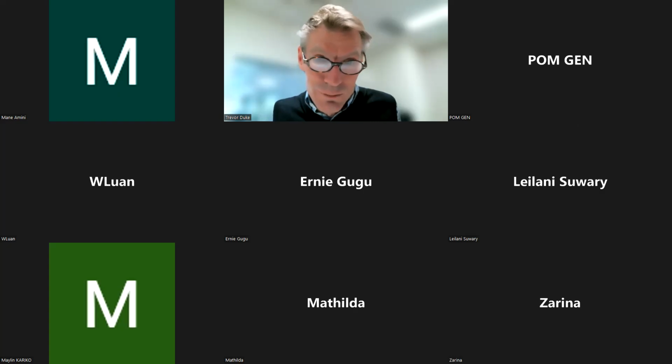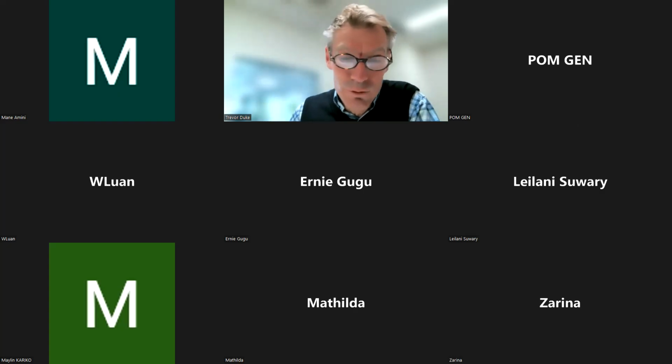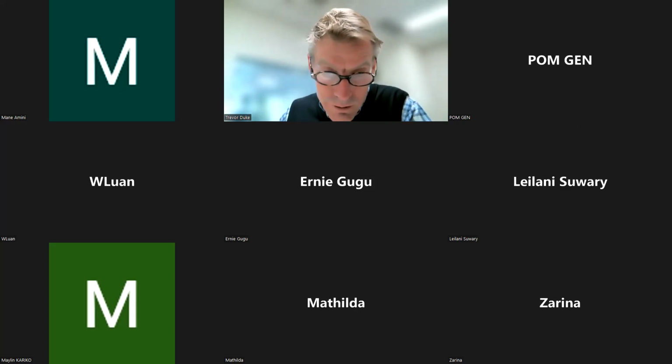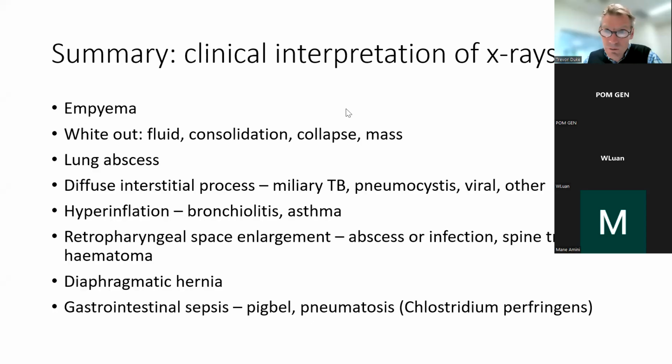Okay. Well, that's all I wanted to show you today. We've looked at X-rays of the lung. Maybe I'll just share it one more time. So we've looked at empyema, and we've said that it's good to do an ultrasound of an empyema to see whether it's simple or complex, right? And sometimes it's good to drain it and then do another X-ray or another ultrasound to make sure there's no mass there.